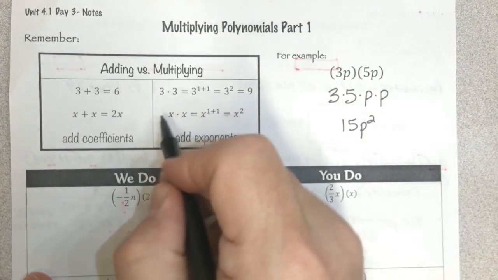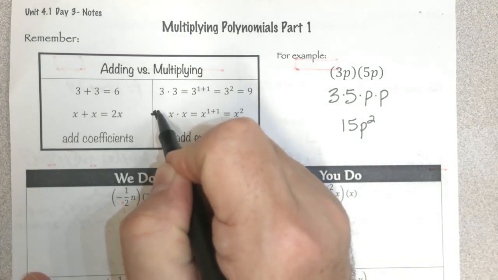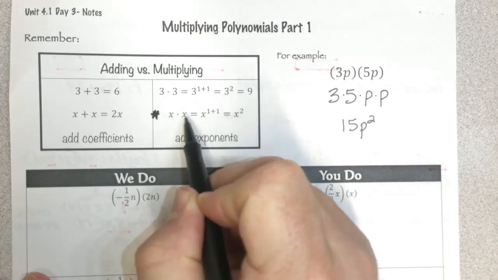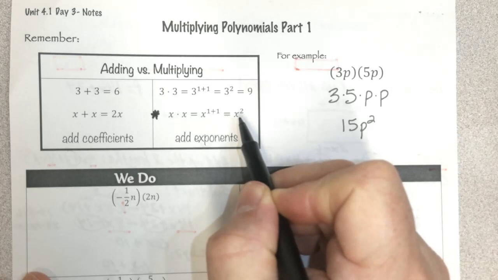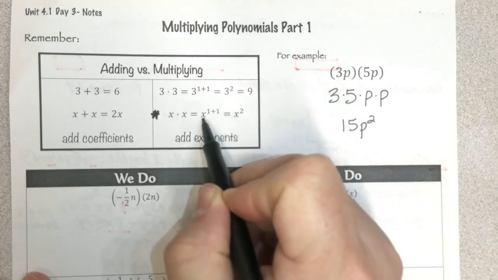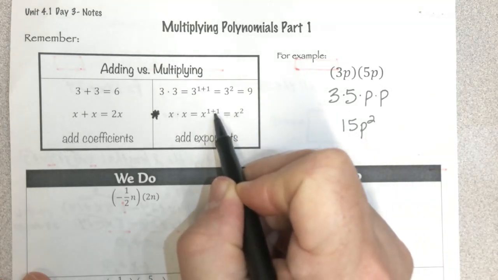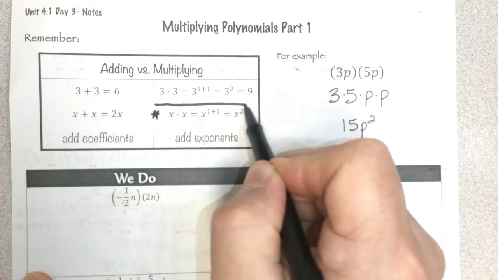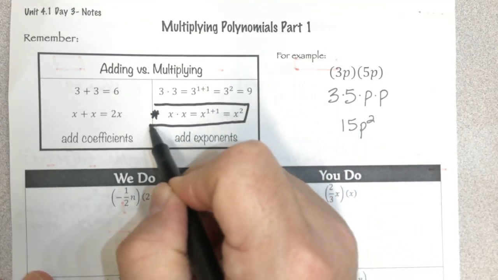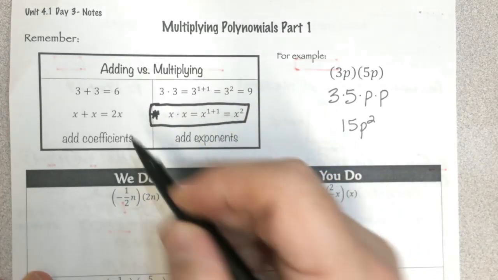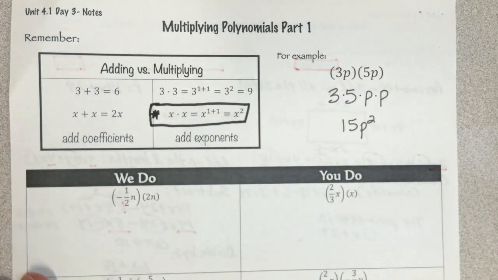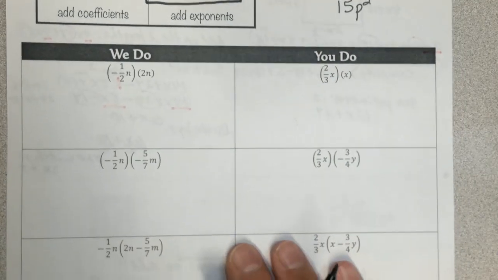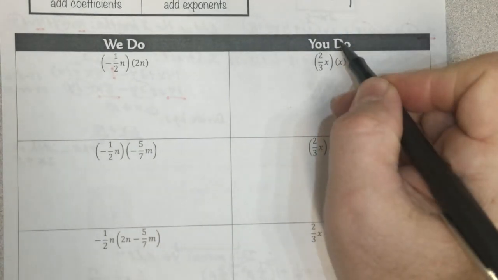Notice we have, so put a star right here, x times x. If I have a variable times a variable, that's going to be the same thing as x squared, because it's x to the 1 plus 1 power, and that gives us x squared. If you understand this right here, everything else gets pretty easy. We're going to do the we do's, and then you will tackle the you do's.